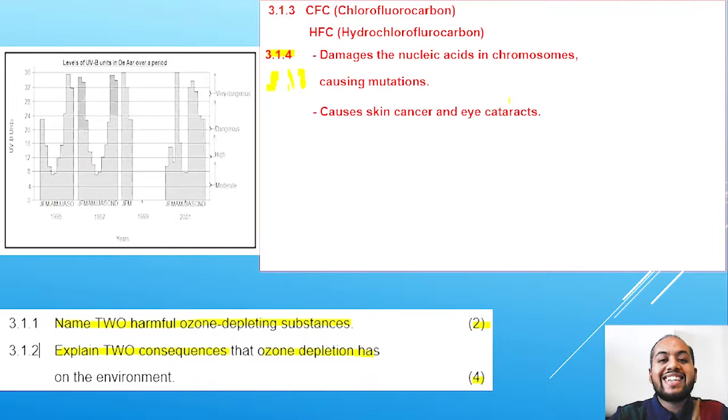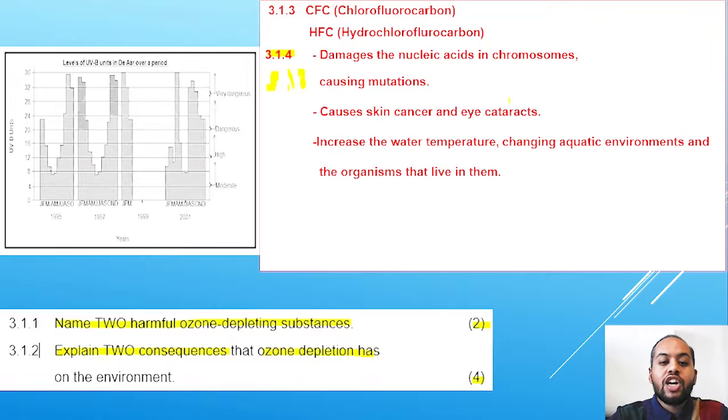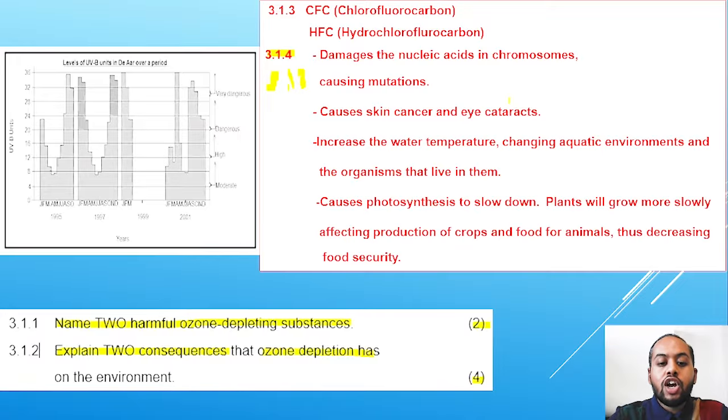Secondly, it causes skin cancer and eye cataracts. Thirdly, it increases the water temperature, changing aquatic environments and the organisms that live in them. Lastly, it causes the rate of photosynthesis to slow down. So plants will grow more slowly, affecting production of crops and food for animals, thus affecting food security. 4 possible things that you could have stated, 4 consequences of ozone depletion. Any 2 of these that you would have had correct would have given you 4 marks.